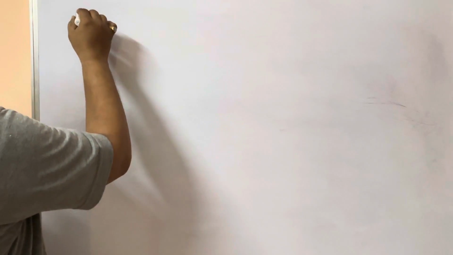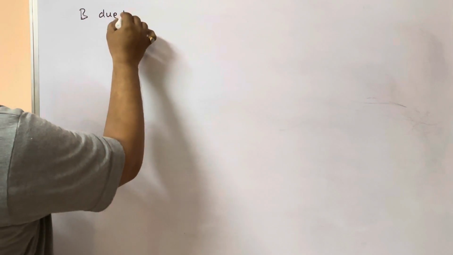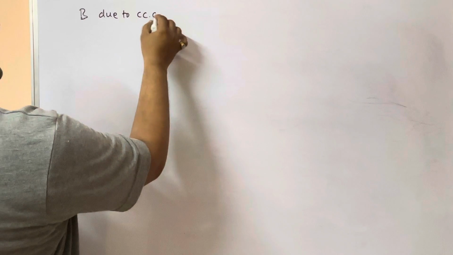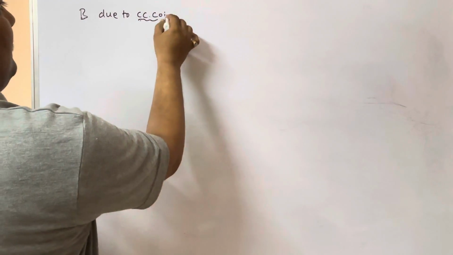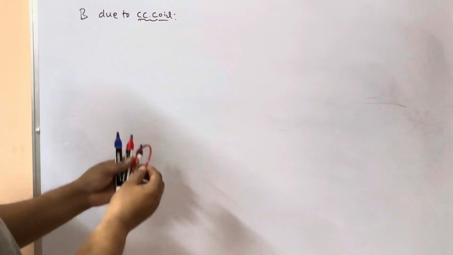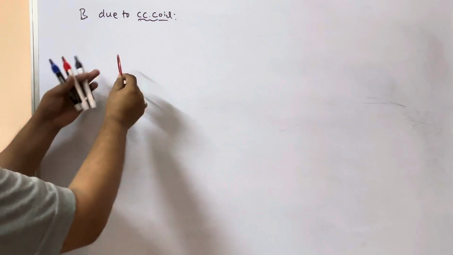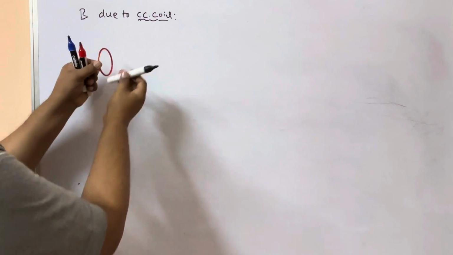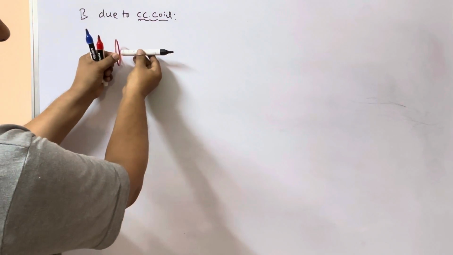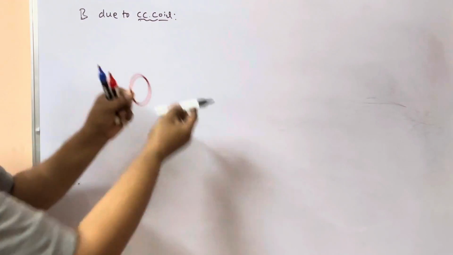In this class, we will discuss the magnetic field B due to a current carrying coil, or circular coil. If we take one circular current carrying coil like this and place it, what is the magnetic field intensity at a distance x from the center? We are going to calculate that.